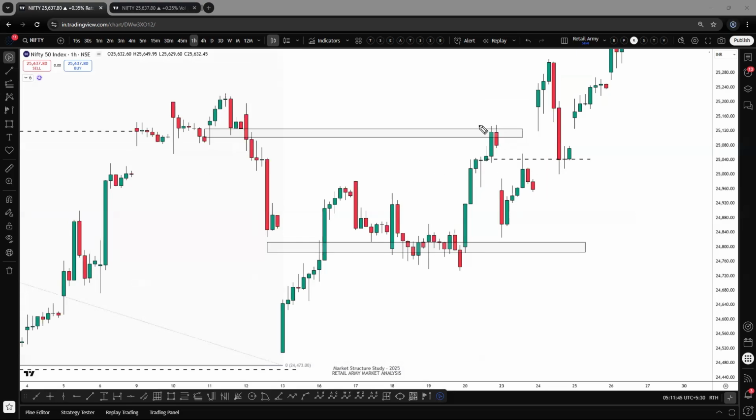There is a huge amount of trapped traders here. Understood? Huge amount of trapped traders. These are not retail traders. These are institutional traders who got trapped here, at a higher level. How do I know the difference between an institutional trader and a retail trader trap? Simple. Market will always come back to this point.